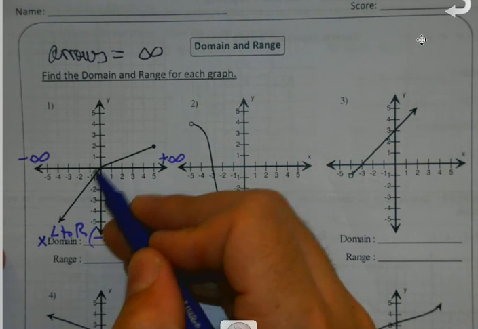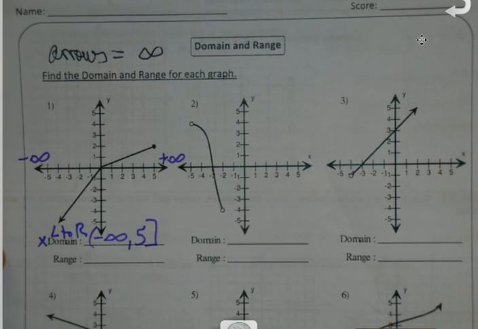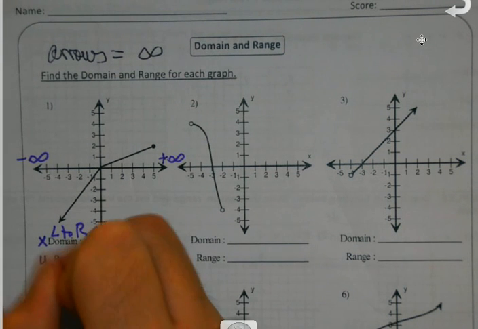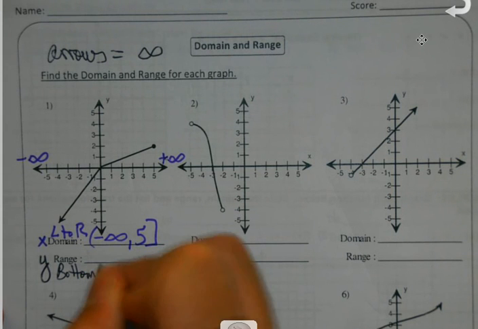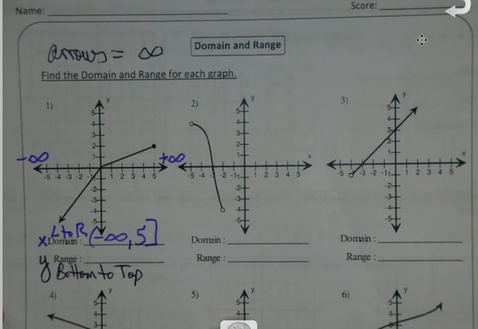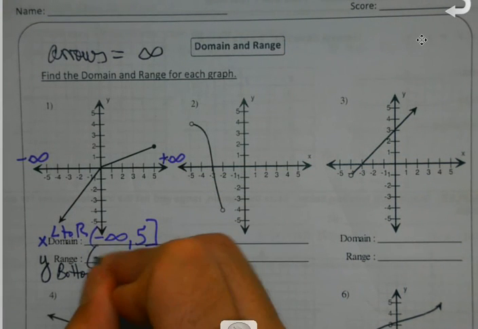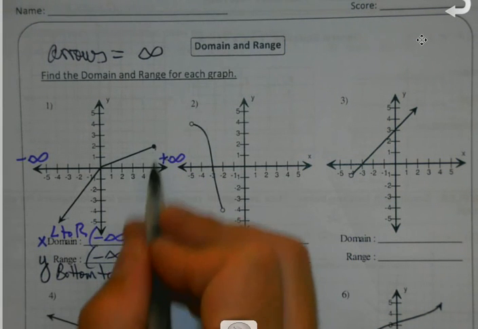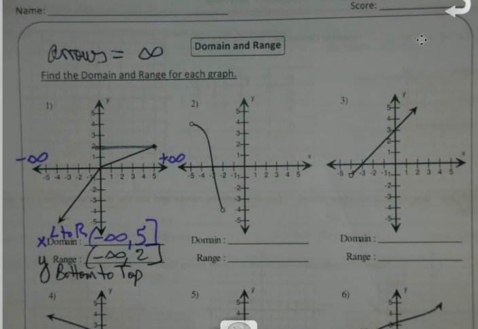So I keep going. Does it go forever to the right? No. There's a dot there. There's a dot at 5, so it stops. This can be mix and match. It doesn't have to be one or the other. My range is my y values. Okay. My y values that go from bottom to top. Well, going down forever. Okay. Does it go up forever? Nope. Now, again, don't use 5 again. It's y. It's range. It's going to be a 2.